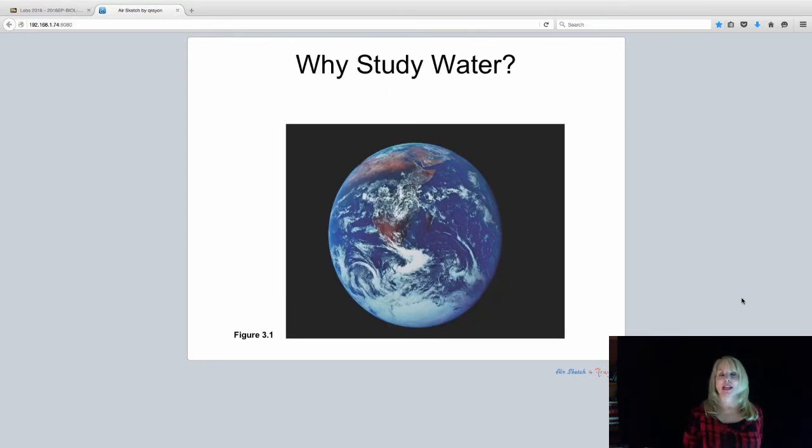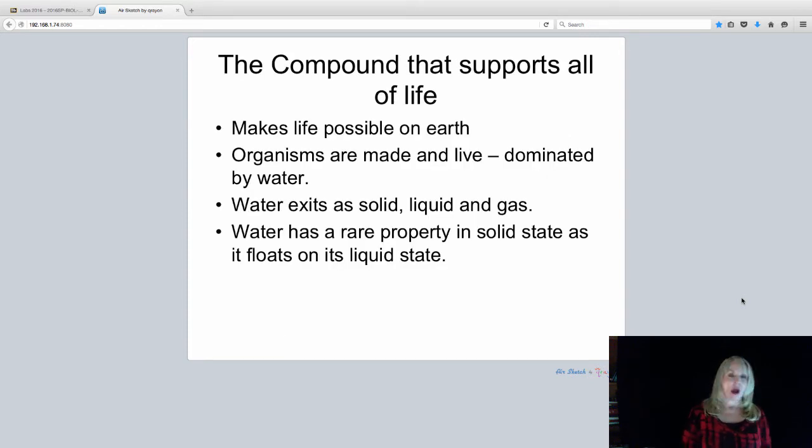Well, you're about 75% water, and so is the earth. It's about 75% water. Also, we have to have it to live. That's a very good reason to study it. All right, so water is the compound that supports all of life. It makes life possible on earth. So organisms are made and live dominated by water.